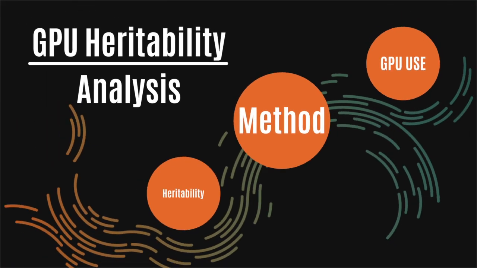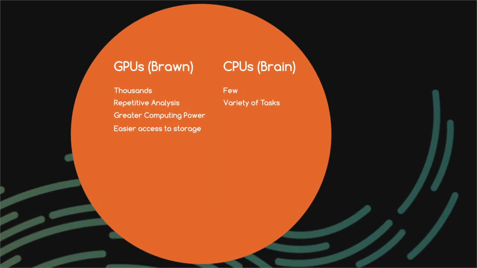SOLAR-eclipse's GPU-FI command performs a heritability analysis using GPUs. GPUs have greater computing power and easier access to memory storage than CPUs, allowing the datasets to be analyzed faster. The command utilizes CUDA, a computing platform and programming model that further enhances GPU capabilities. To support CUDA, you must have NVIDIA graphic cards with device architecture of 3.5 or higher.